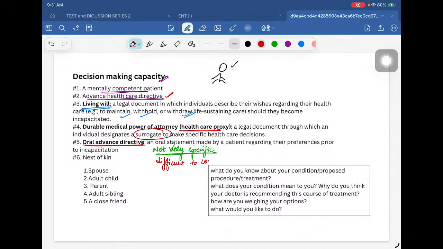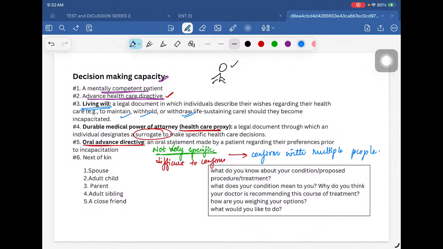But you do take the patient's opinion. If someone says the patient said this when he was awake, you do take that into consideration. The better way for the oral advance directive is if you could confirm it with multiple people. That would be the better way.